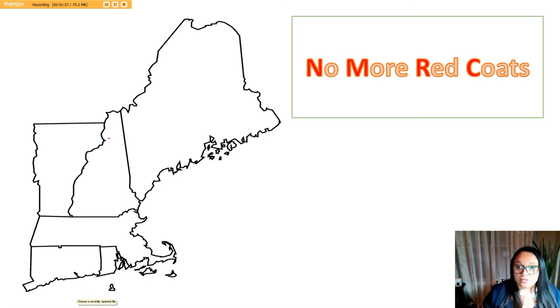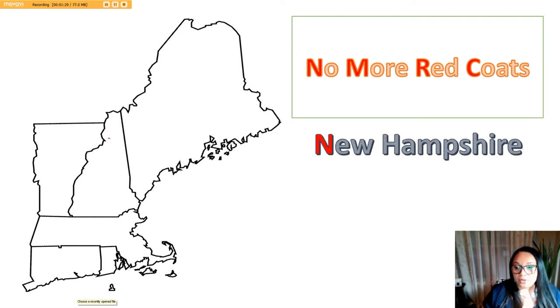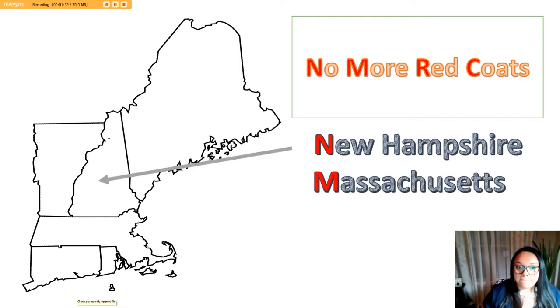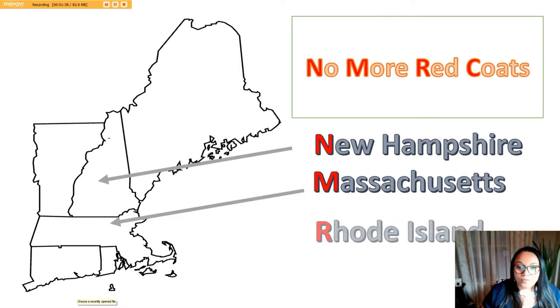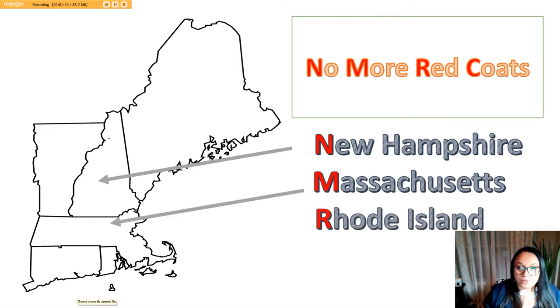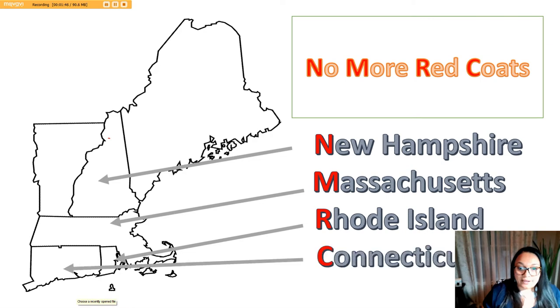N for "no" stands for New Hampshire. M for "more" stands for Massachusetts. R for "red" stands for Rhode Island. And the very last one, C for "coats," stands for Connecticut.